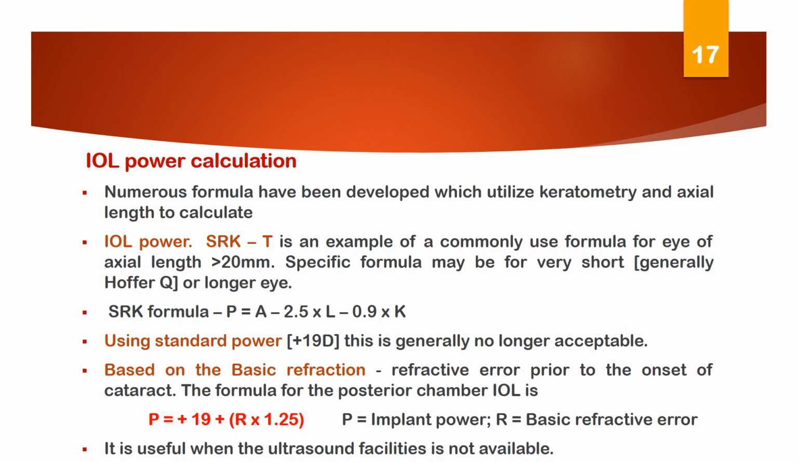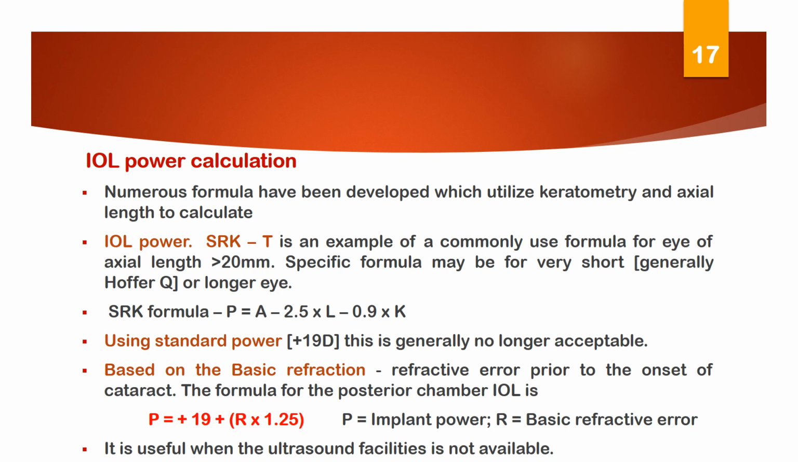Intraocular lens power calculation. Numerous formulas have been developed which utilize the keratometry and the axial length to calculate the intraocular lens power. Most common is the SRK-T formula. SRK-T is an example of a commonly used formula for an eye of axial length more than 20 mm. A specific formula may be used for very short and very long eyes.